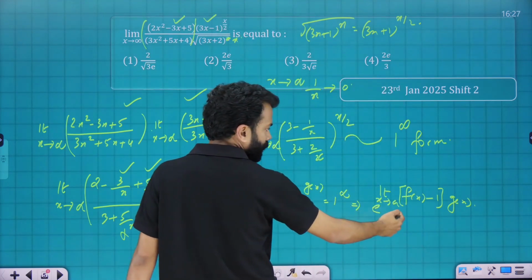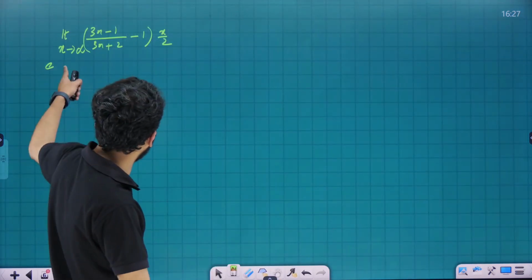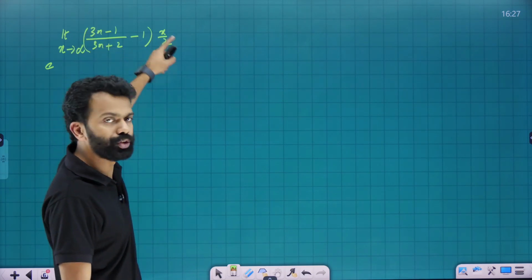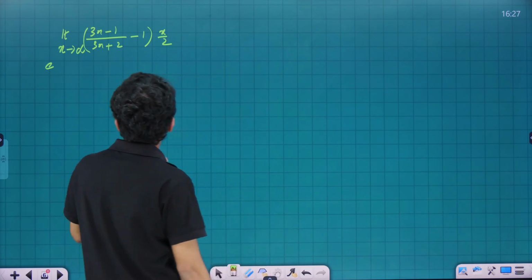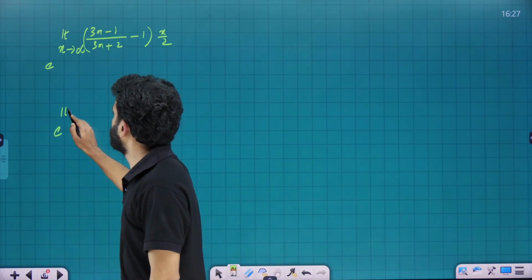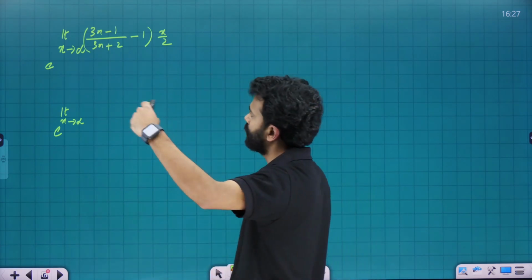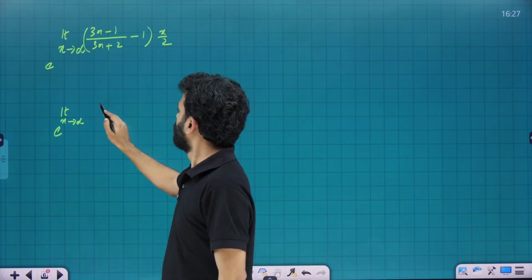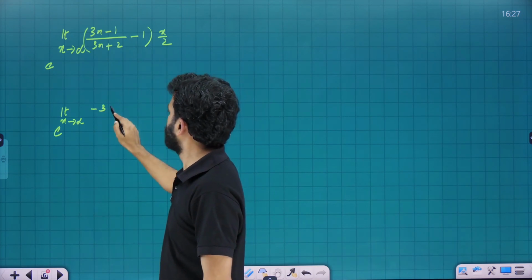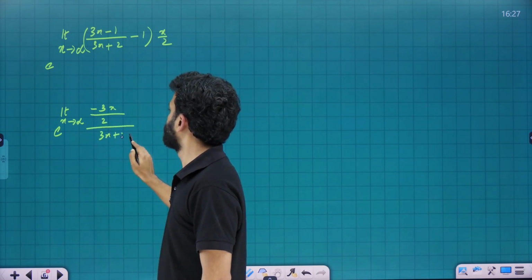What was the correct evaluation? That is e raised to limit x tends to a of (f of x minus 1) into g of x. Therefore, it will be e raised to limit x tends to infinity of ((3x minus 1) divided by (3x plus 2) minus 1) into x by 2. After cross multiplication, it will be limit x tends to infinity of (3x minus 1 minus 3x minus 2). 3x and 3x got cancelled. Minus 1 minus 2 becomes minus 3. I am also multiplying this, so it is minus 3x by 2 divided by 3x plus 2.